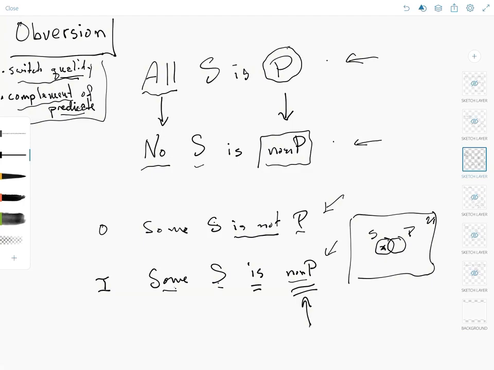Okay, and again, you can apply this mechanical operation to any of the four types. So you can play with this in your head. So for instance, if we start with an E, that'll give us no S is P as the starting point. We're going to change the quality, so it's going to become affirmative. And we're going to take the complement of the predicate term, and so we're going to end up with all S is non-P. So it follows this pattern every time.